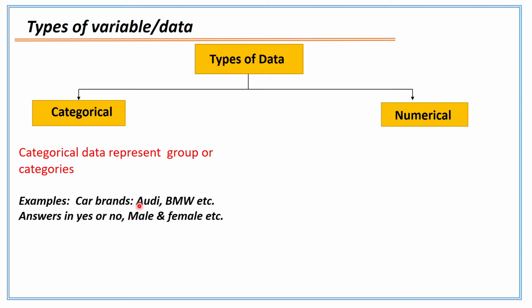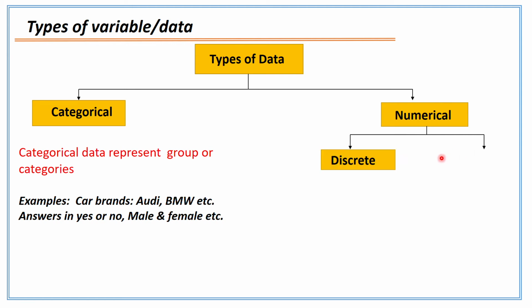For example, let's say we are naming car brands, like Audi, BMW and etc. Or if you are doing a survey, the answer of that survey may be yes or no, or male or female. Those kind of data which does not have any numbers in it is known as categorical data, or categorical variable. The second one is the numerical.